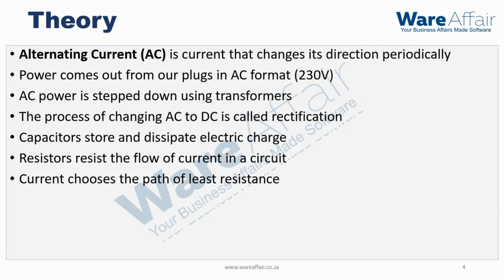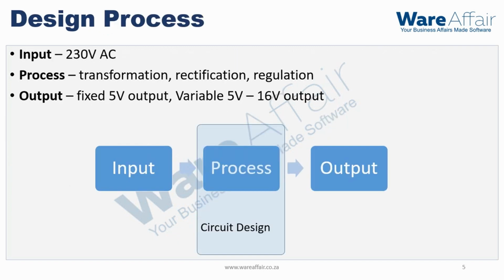The process of changing AC to DC is called rectification. Capacitors store and dissipate electric charge. Resistors resist the flow of current in a circuit. Current chooses the path of least resistance.